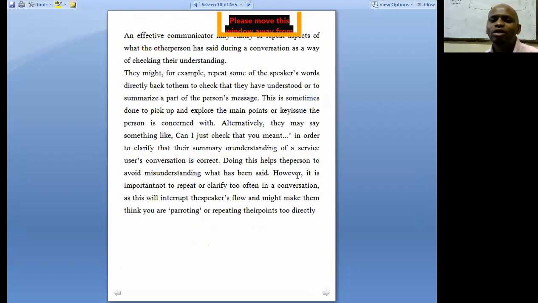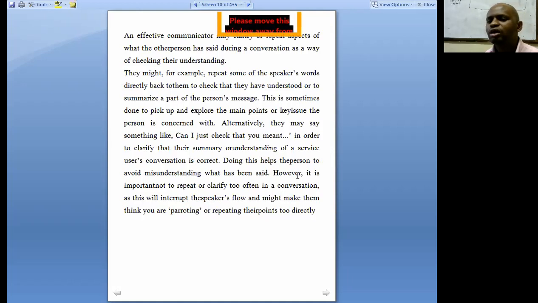And the other thing about repeating sometimes is to check whether the other party was able to understand what you meant when communicating. They might, for example, repeat some of the speaker's words directly back to them to check that they have understood, or summarize the person's message.